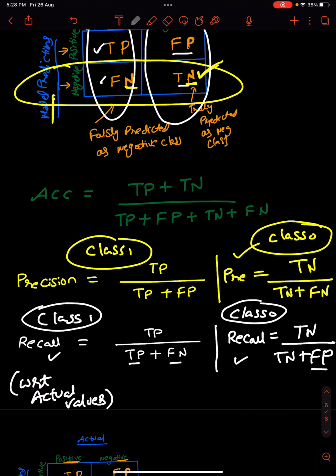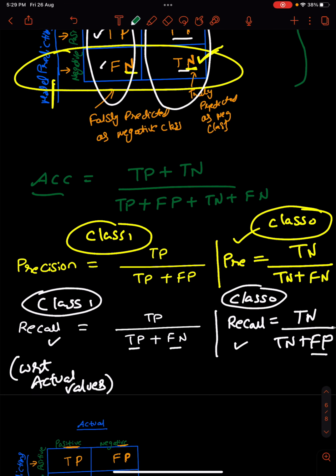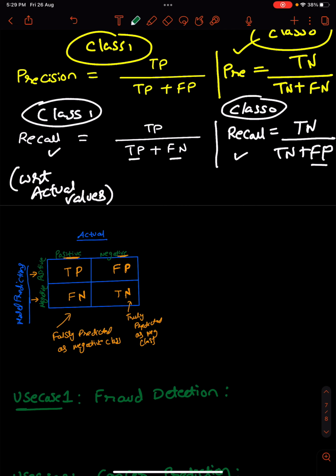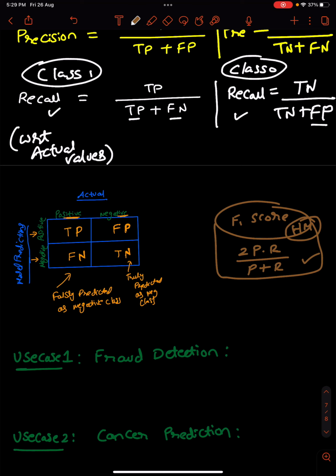And accuracy is on the entire data, so that's why we have all the records in the denominator. In the numerator we have true positive plus true negative. So these are what we have seen: accuracy, precision, recall. Apart from this, we also have F1 score, which is nothing but 2 times precision times recall divided by precision plus recall, that is the harmonic mean of precision and recall. This is used when we consider both precision and recall to be important metrics for the given use case.